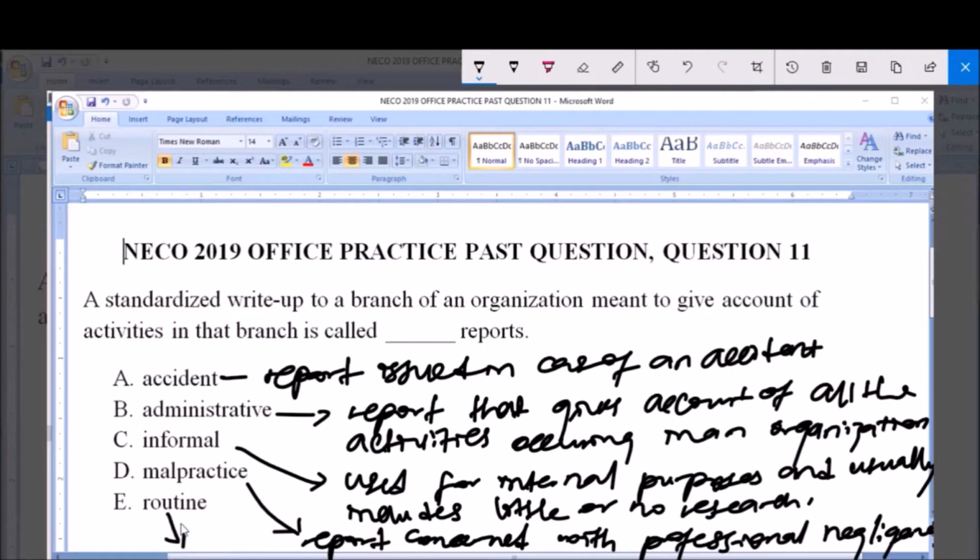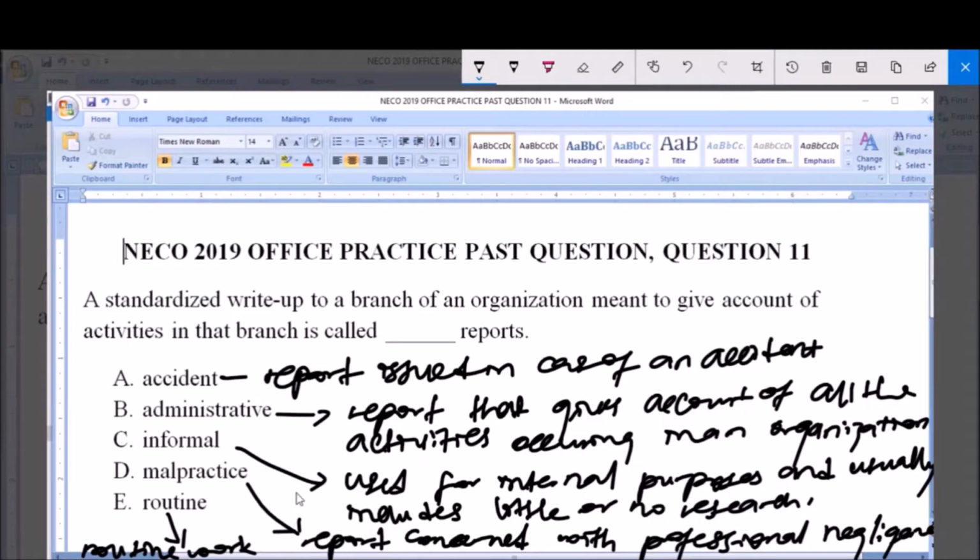Now a routine report is also known as routine work, and it is done at a regular period of time. These reports are presented regularly. That's why it's called a routine report. In an organization, in an office, a routine report is a report that is presented regularly at a regular period of time.